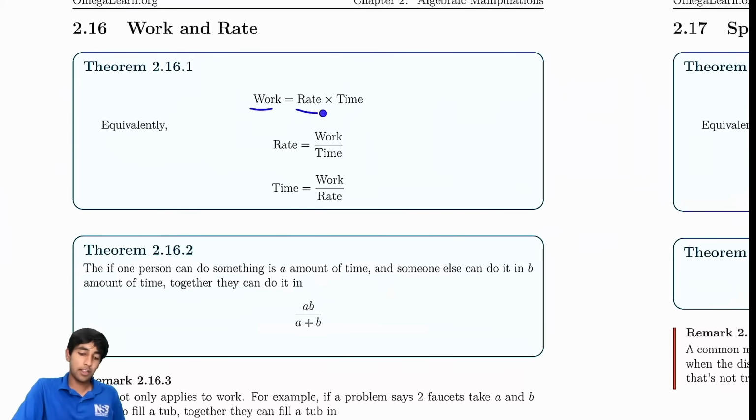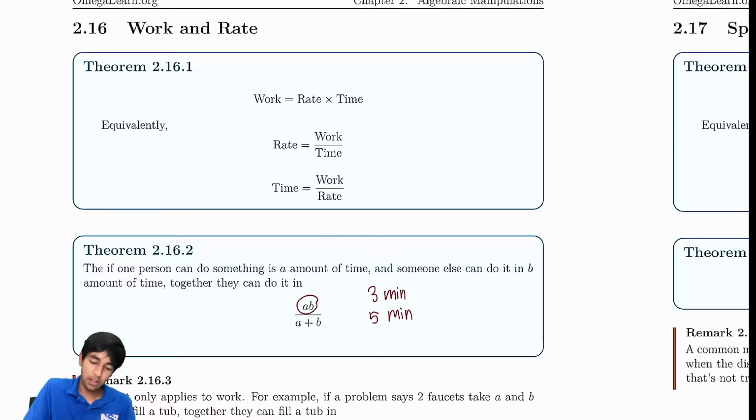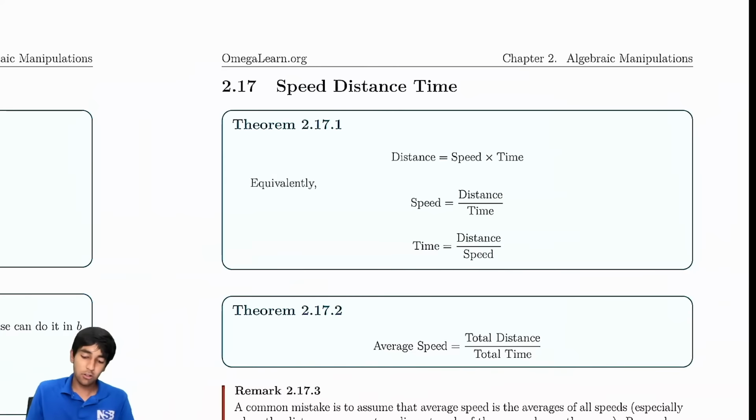So work is rate times time, and this is pretty obvious stuff. And here's a cool trick. Let's say there's a job. Someone can do it in 3 minutes, and the other can do it in 5. To find out how long they take together, you just have this neat formula: AB over A plus B. The same thing works for pipes. If 2 faucets take A and B hours to fill a tank, again the same formula. Yeah, so this is pretty basic stuff.